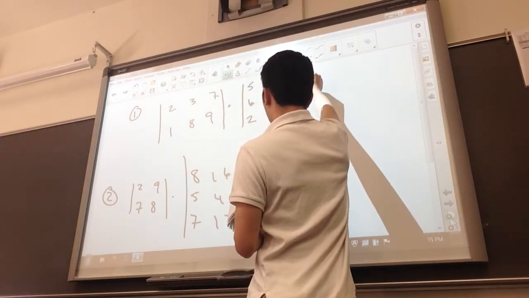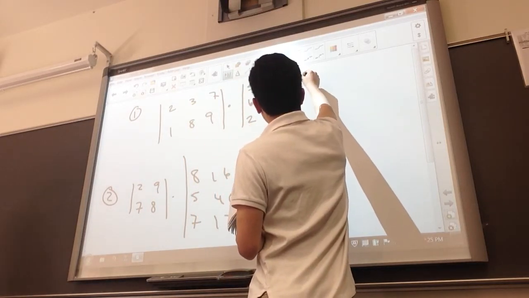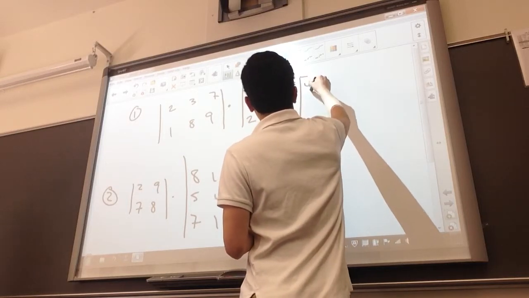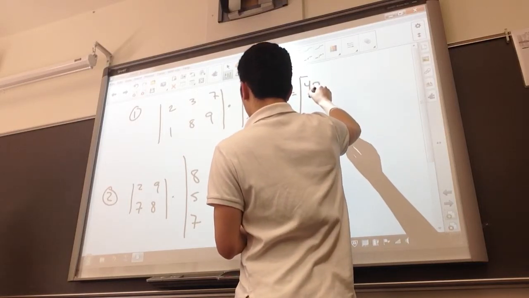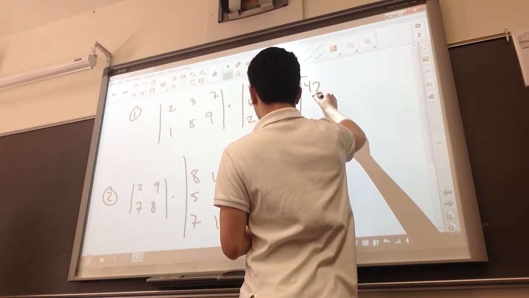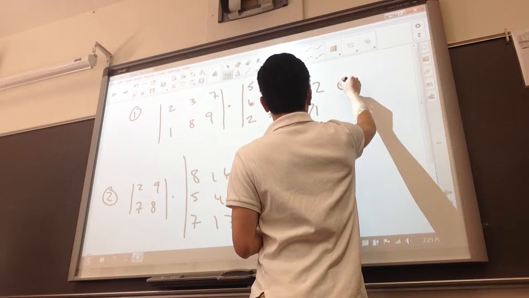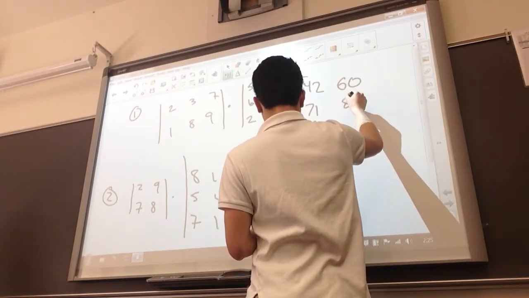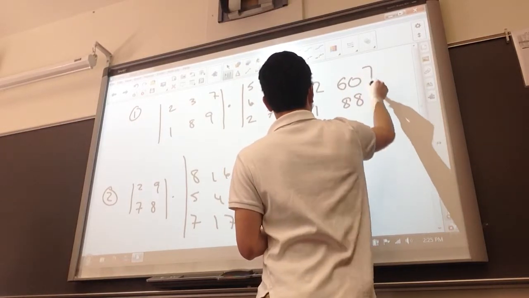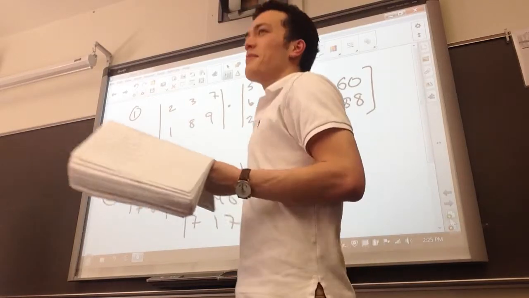Would the answer be 2 by 3 or 3 by 2? It should be a 2 by 2 matrix. Why 2 by 2? It's got 2 rows, and there are 2 rows in the first one and 2 columns in the second one. Okay. All right. I could be wrong.